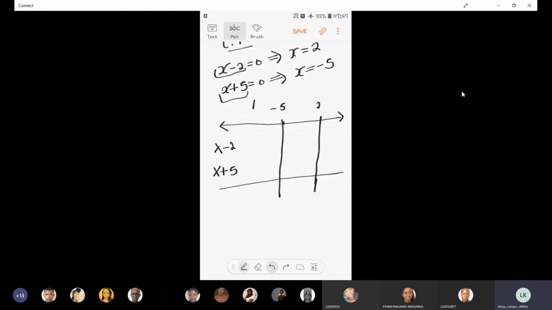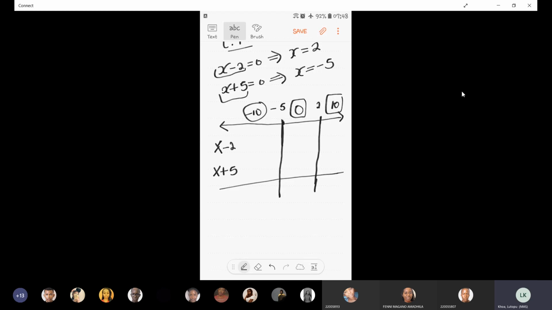And now what I do is I pick a representative from each of those regions. Now the number that you pick doesn't matter as long as it is in that region, and it must not be the boundary points, because at the boundary points you'll get 0. Okay, so we can pick a number less than negative 5, let's say negative 10. Then a number between negative 5 and 2, let's say 0. And then a number greater than 2, let's say 10.